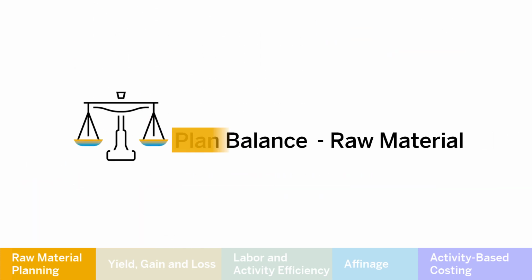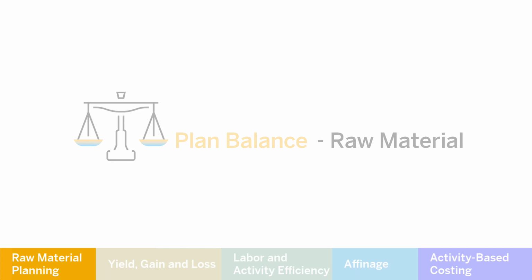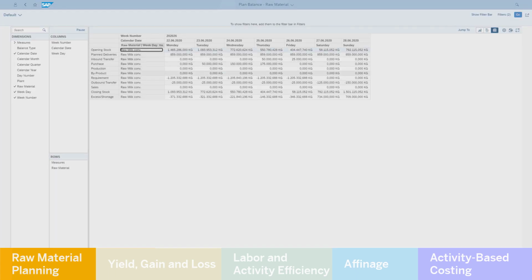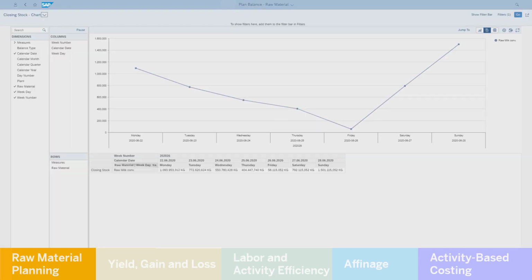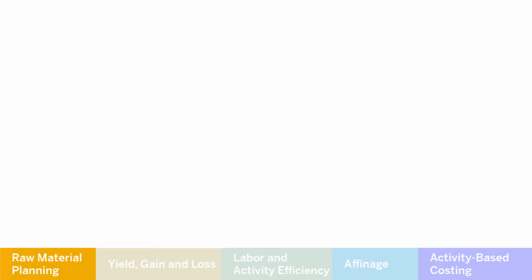Plan balance raw materials. Real-time information in the SAP Dairy Management System, shown here on the Raw Material Plan Balance screen, keeps the raw material planner up to date and provides information as soon as it's available, saving money by reducing and avoiding short-term transports.